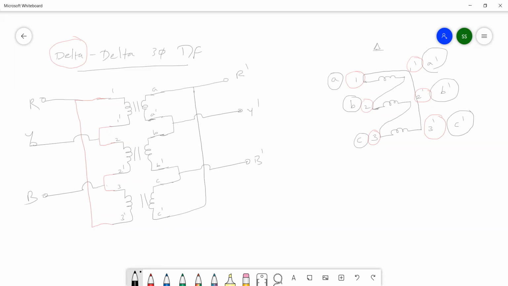Just back to back. The second end of the first coil connected to the first end of the second coil, and the second end of the second coil connected to the first end of the third coil, and the third coil's second end connected to the first end of the first coil. Back to back connection. Understand delta to delta? Yes, sir. Right. Now will you be able to draw the star delta connection on your own?